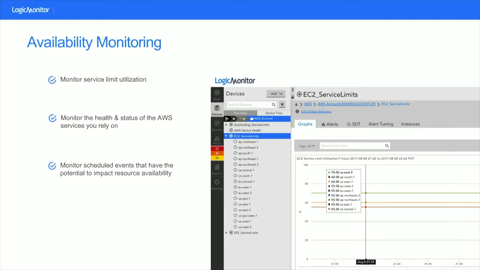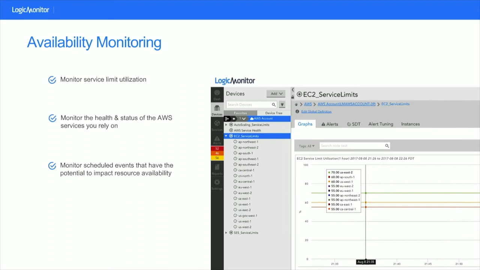LogicMonitor provides out-of-the-box automated monitoring for these account-level service limits, and we have a lot of customers that are migrating to the cloud and don't know that service limits even exist. And so by monitoring service limit utilization, we really help these customers avoid issues where they're counting on the cloud's unlimited scalability to scale their applications with customer load, when in fact that scalability is not available to them because their service limit usage is saturated.